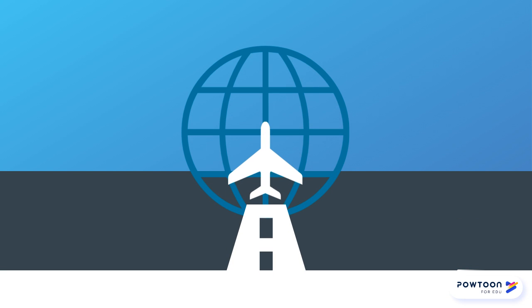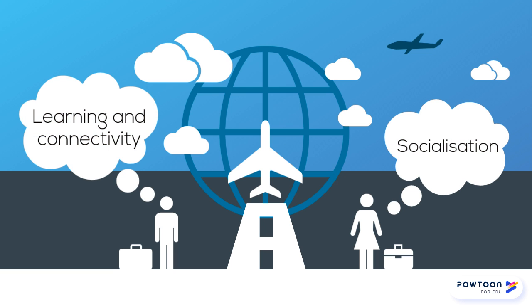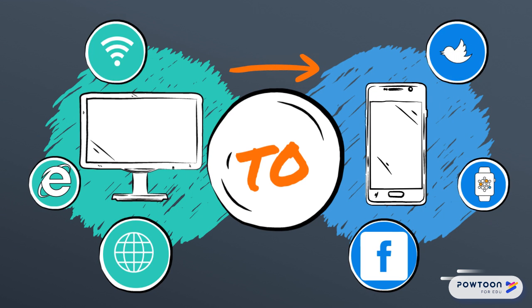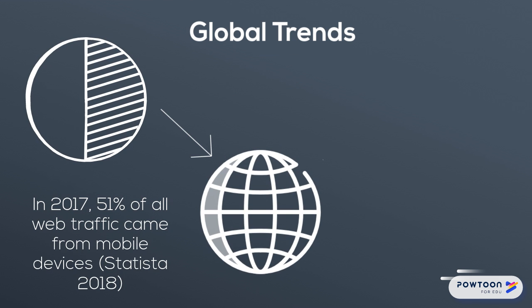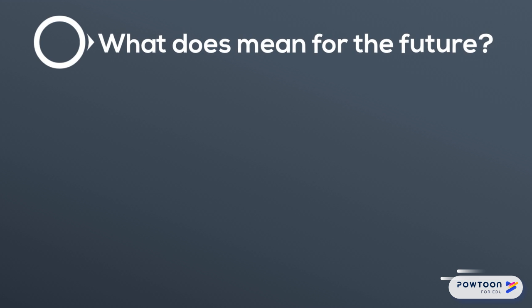Since the technological revolution, the rise of smart devices and mobile culture has allowed for even greater socialization, learning and connectivity than ever thought imaginable. In more recent years, there's been a steady trend towards a wide range of mobile devices and a move away from more traditional desktop and laptop devices. In 2017, 51% of all web traffic came from mobile devices, with this trend set to rise in the coming years. But what does this mean for the future?